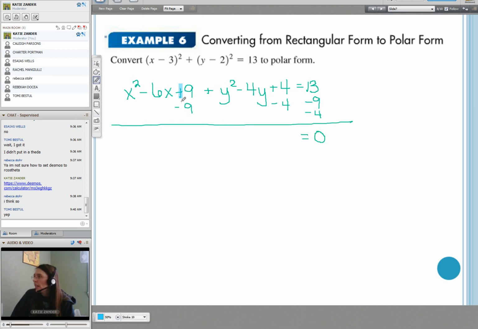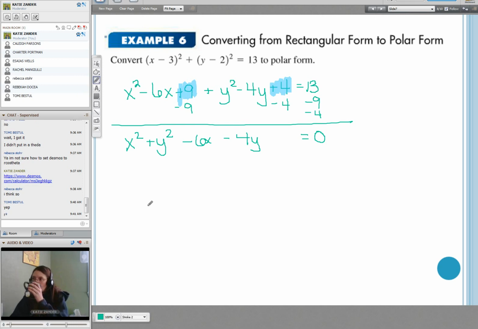So what I did is I moved this term to the other side and I moved this term to the other side. Now the next thing I'm going to do is rearrange what's left on the left hand side. So I'm going to group the x squared plus y squared together. And what can we replace x squared plus y squared with in our polar form? What did that equal? It equaled an r squared.